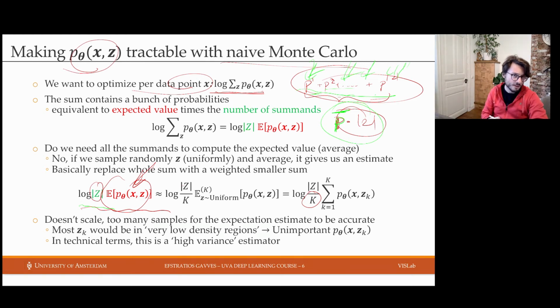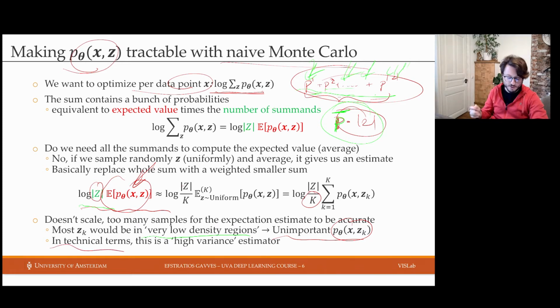So in a way we could say that by randomly sampling from our space Z, we would end up sampling from low density regions, so from regions where we've got small probabilities, therefore unimportant joint likelihood terms, which do not help us recover accurate estimates.